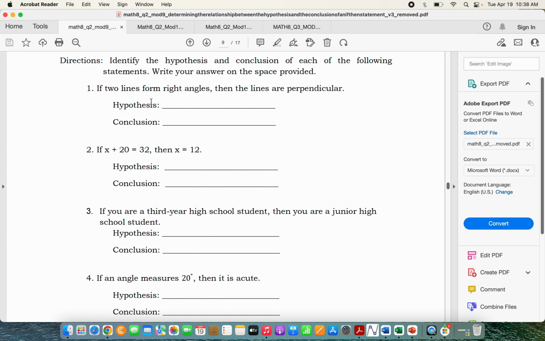So if two lines form right angles, madali na siguro to. Na-discuss na natin to, di ba? It's quite easy. So the hypothesis part is if two lines form right angles, and then the conclusion part, then the lines are perpendicular. Paano natin masabi na ang conclusion is false? How can we say that the conclusion actually is false?